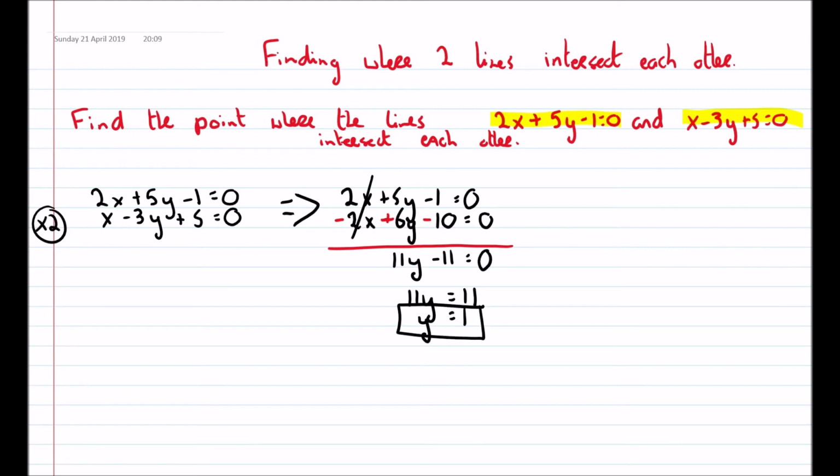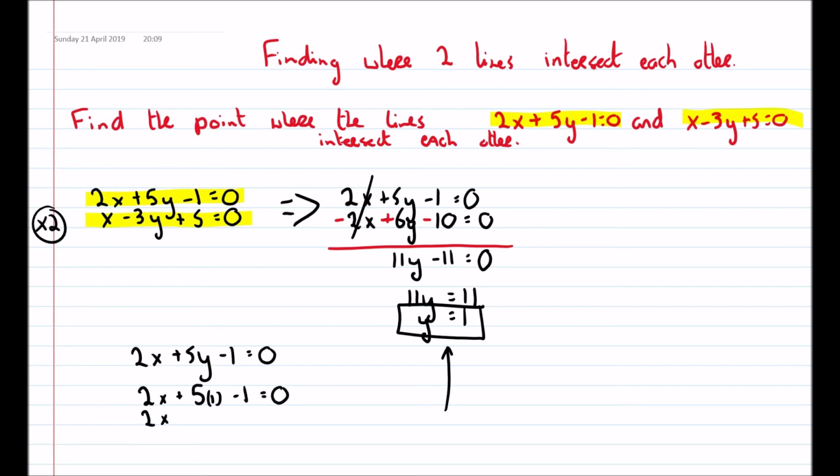So y is 1. However, I need to find out what x is now. All I do is I choose one of these equations, whichever I want. Any one will work. Let's choose the top one. Write it out again. 2x + 5y - 1 = 0. But this time I know what y is. It's 1. So instead of putting in y, I will put in what I know it is, 1.